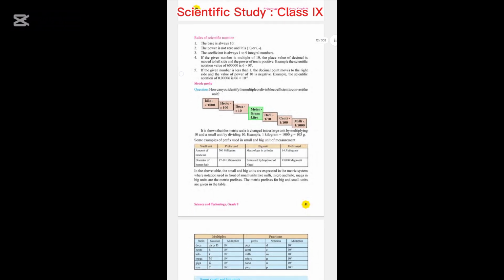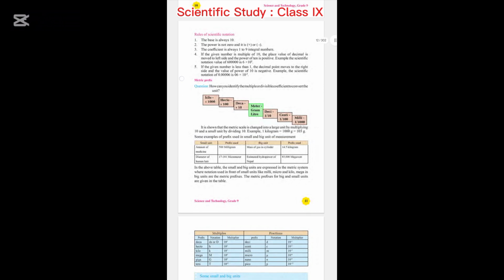Rules of scientific notation. The base is always 10. The power is not 0 and it is positive or negative. The coefficient is always 1 to 9, an integral number. If the number is a multiple of 10, the place value of the decimal is moved to the left. So left, right. You can go through it.